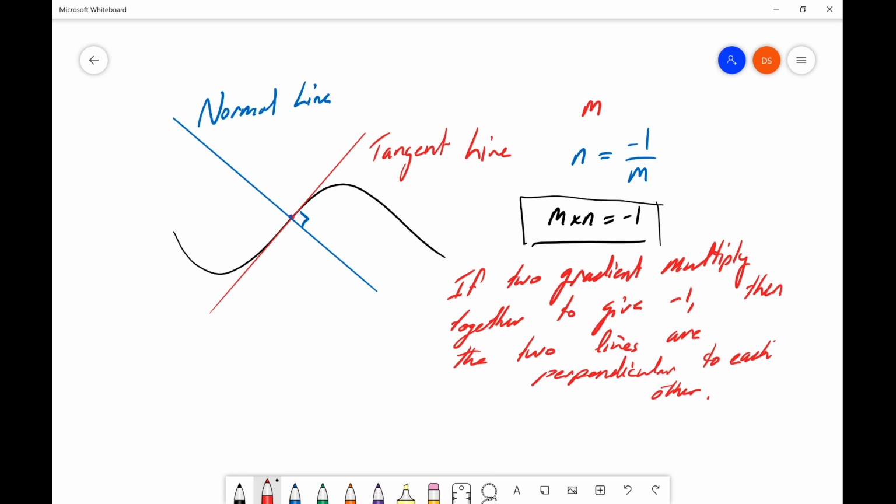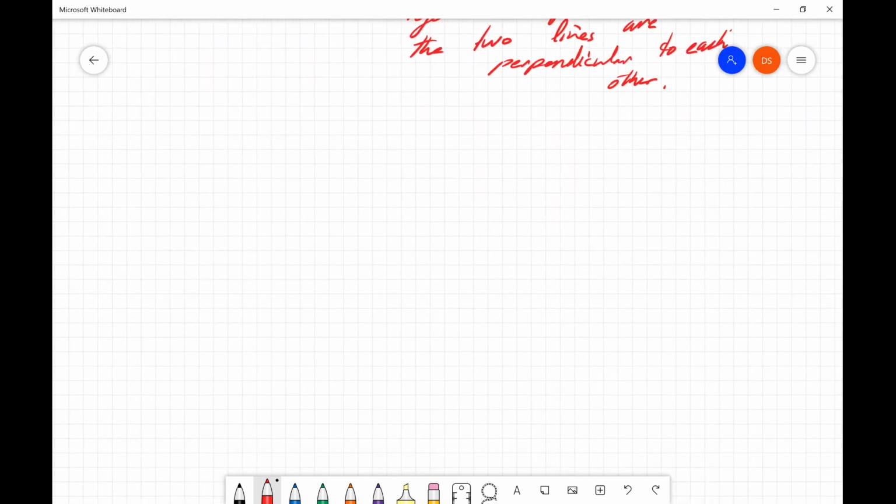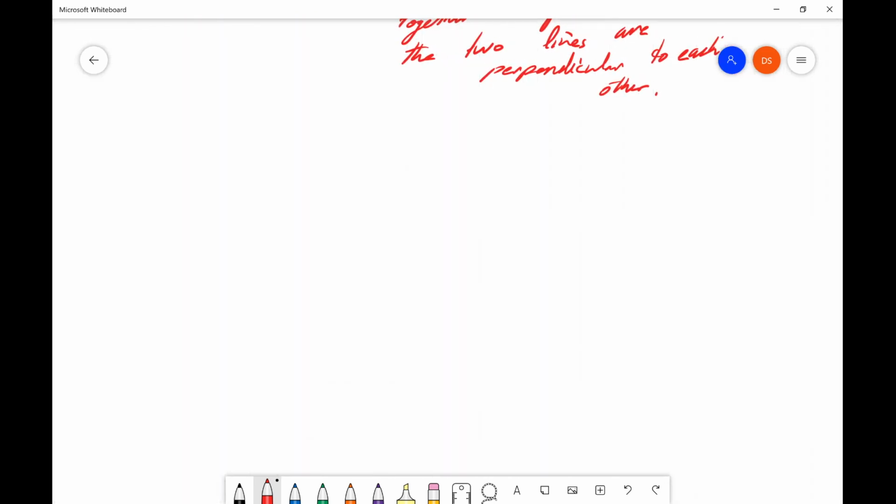Now, I've harped on about this for about 27 minutes. I want to give you a couple of questions. But I'm going to change it up a little bit because I'm going to give you a few questions where the functions are not just quadratics. So try this. Try these out and I'll go over them soon.